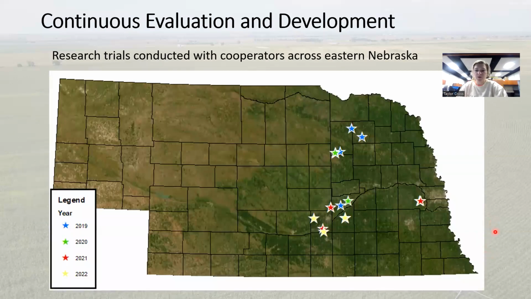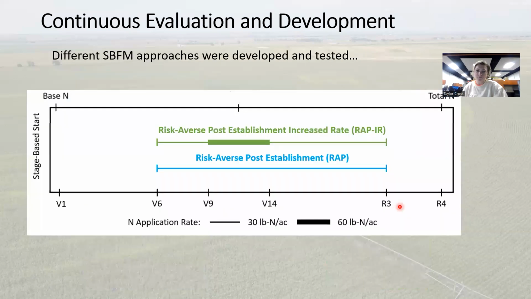So this is a map of where we've done studies over the past 4 years. We've got about 20 sites. A couple of them we've done back to back, so that's why you don't really see 20 stars here. We have a lot in the Central Platte region, and we have a couple out in Saunders County, and then up in Elgin as well.